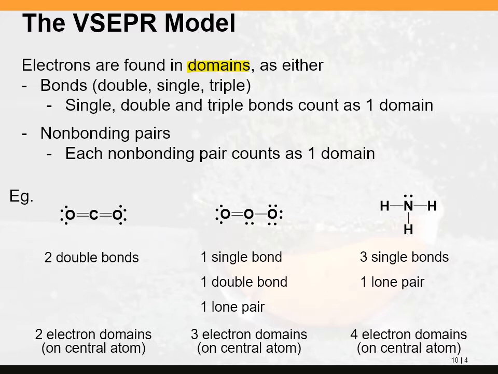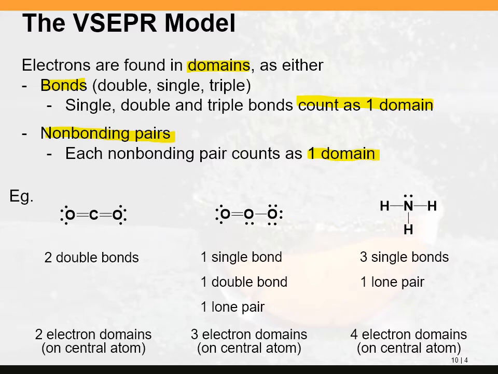In this electron pair repulsion model, electrons are assumed to be found in domains. They're either as bonds or non-bonding pairs. But there's a catch here, a unique situation: single, double, and triple bonds all count as one domain. So even though it's a double bond or a triple bond, 2 pairs or 3 pairs shared, we're going to take it to be a single domain. And each non-bonding pair will make one domain.